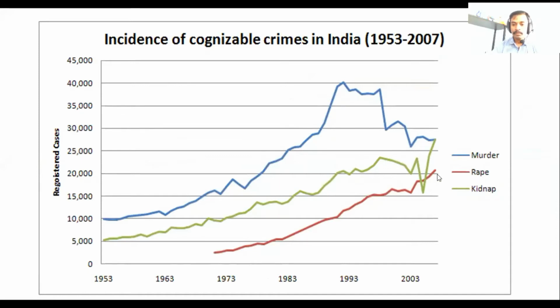Rape in red color, kidnap in green color, murder in blue color. The graph shows that kidnapping is always increasing, as well as rape. In this year, till 2003, it is nowadays declining. Then murder is gradually declining. Yes, so this is one of the evidence.